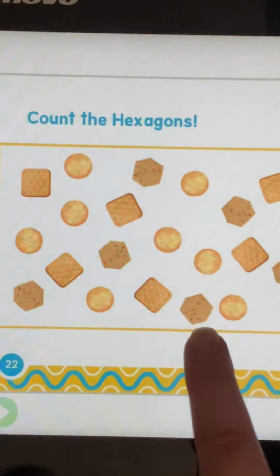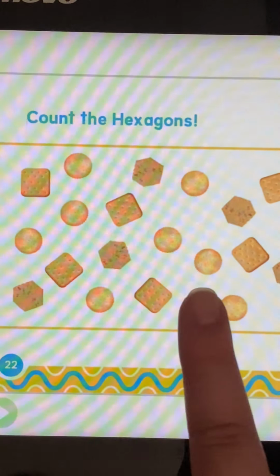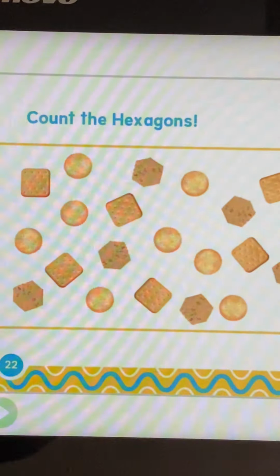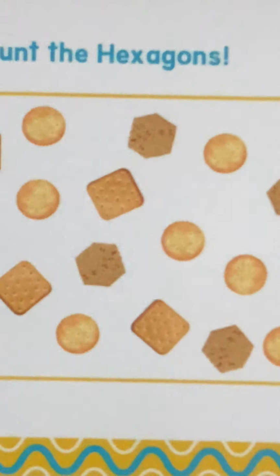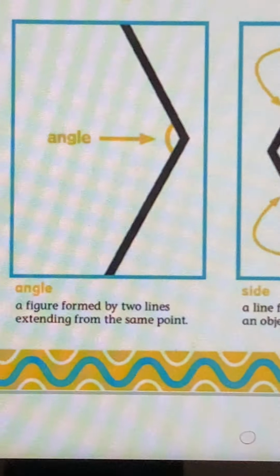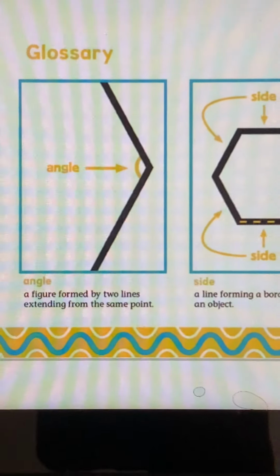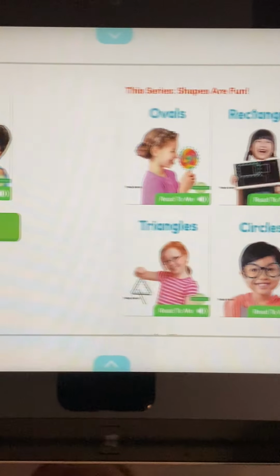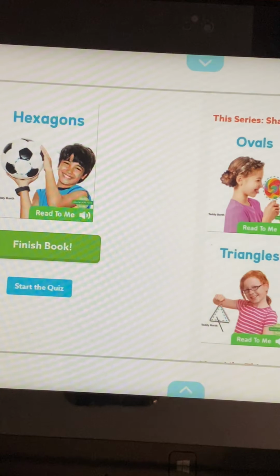Let's look at this one. There's 1, 2, 3, 4, 5, 6 sides. And if you look really closely, you can see there's 6 angles too, or 6 vertices. Right there. So that's a hexagon too. And this last page just tells us more about angles and sides, but we already know that. And that's it. The end.